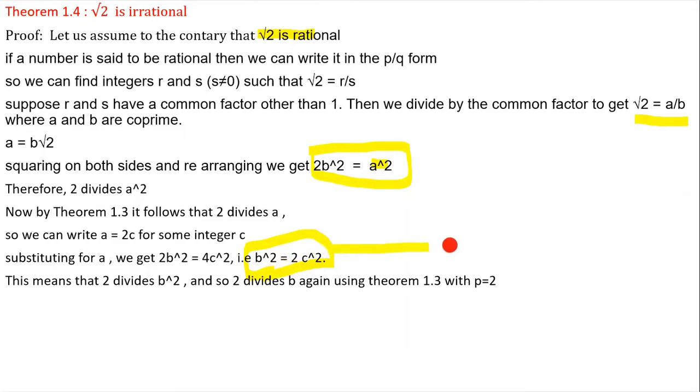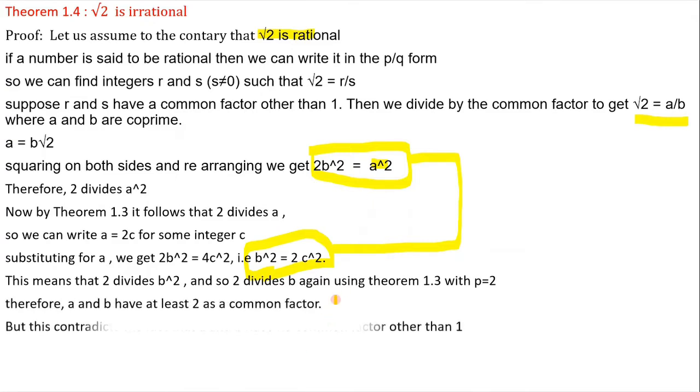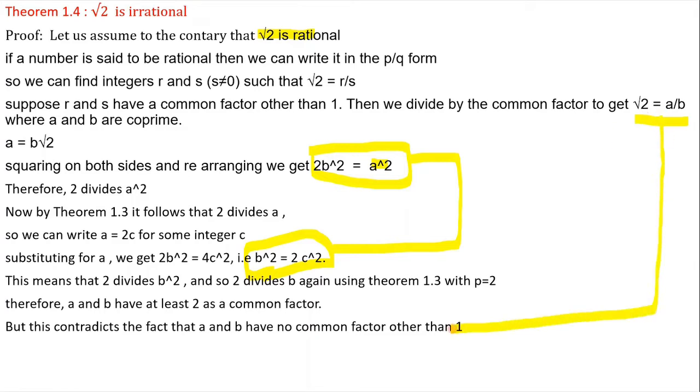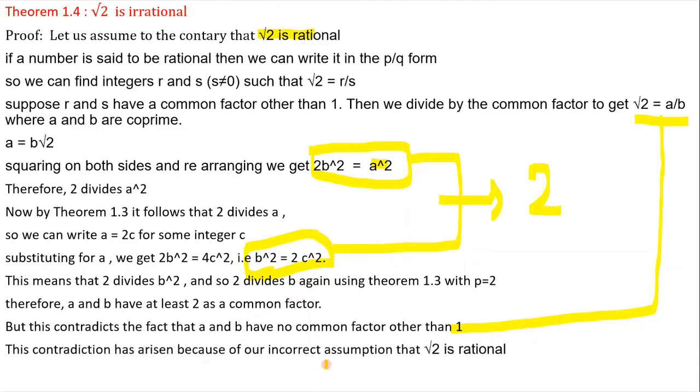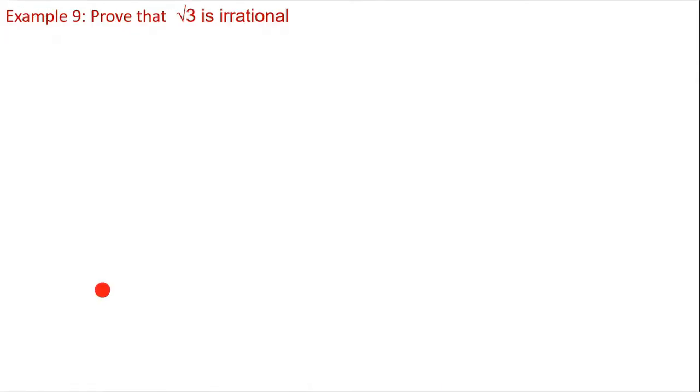Now, by observing these two cases, we come to the conclusion that a and b have a common factor, that is 2. This contradicts the fact that a and b have no common factor other than 1. But here it is completely opposite: these two have a common factor of 2. This contradiction has arisen because of our incorrect assumption that root 2 is rational. Hence, we conclude that root 2 is an irrational number.